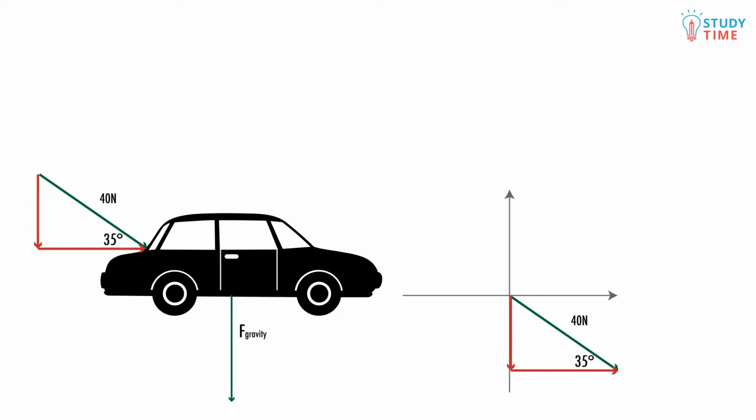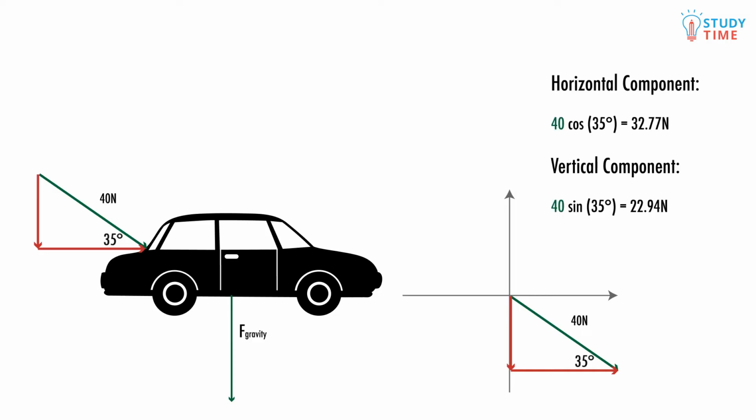Time for some trigonometry. The diagonal is like a hypotenuse on a right-angle triangle. We can find the magnitude of the horizontal or adjacent side by using the cosine ratio. If I applied the same force of 40 newtons at a 35-degree angle, then 40 newtons times the cosine of 35 degrees equals 32.77 newtons. What we just did was find the horizontal component of the force. In this situation, it's the part of the force that's pushing the car forwards.